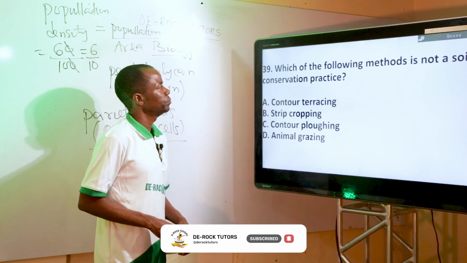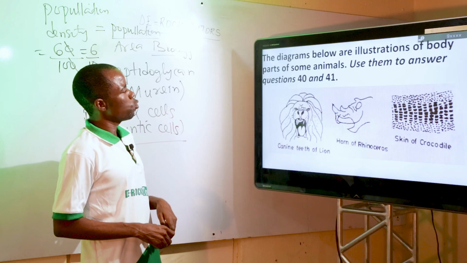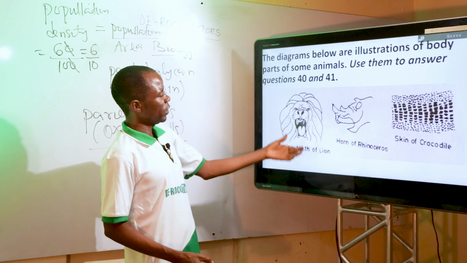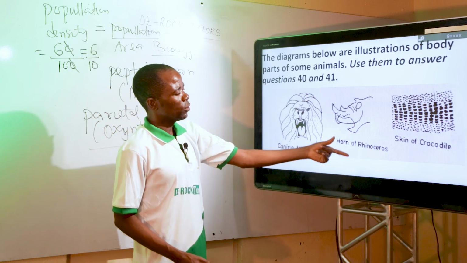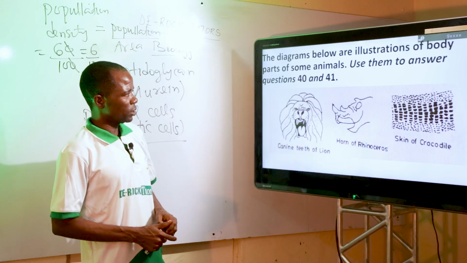Let's go to number 40. The diagrams below are illustrations of body parts of some animals. We are to use them to answer question 40 and question 41. So we can see canine teeth of a lion, the horn of a rhinoceros, and then the skin of a crocodile. Let's take a look at number 40.